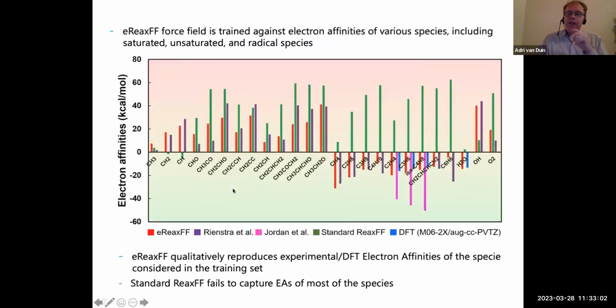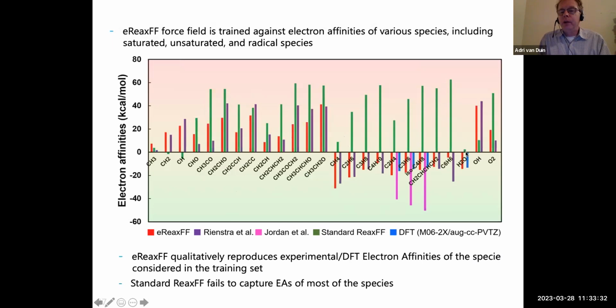One important thing that we can get right: ReaxFF doesn't really do very well for electron affinity. For example, ReaxFF believes that CH4, methane, has a positive electron affinity, meaning that CH4 minus is more stable than neutral CH4. But that's incorrect. CH4 has a very, very negative electron affinity. It essentially will not want to absorb electrons, because if it absorbs an electron, it has to break a CH bond, because the carbon goes to a valency of 3. And so e-ReaxFF reproduces that quite well.